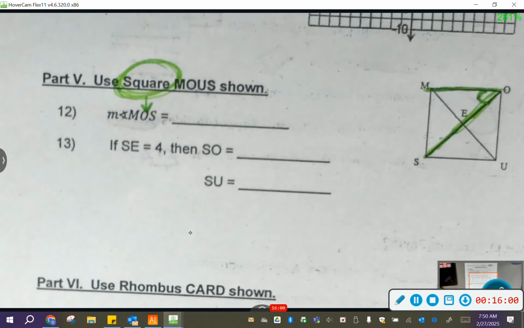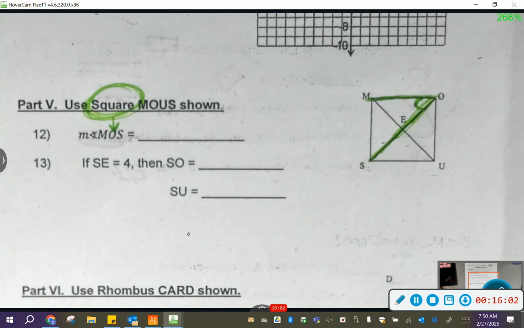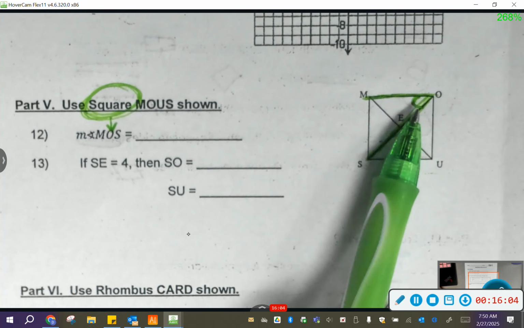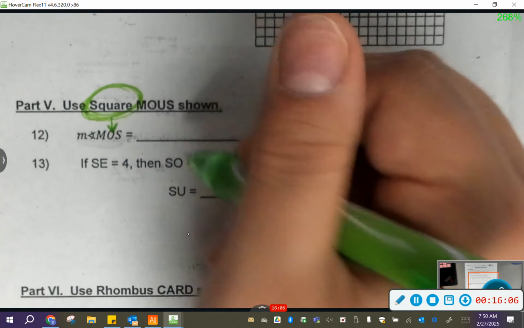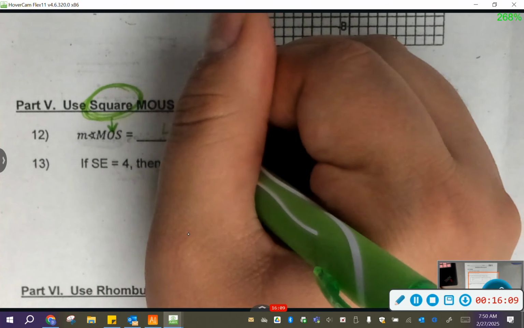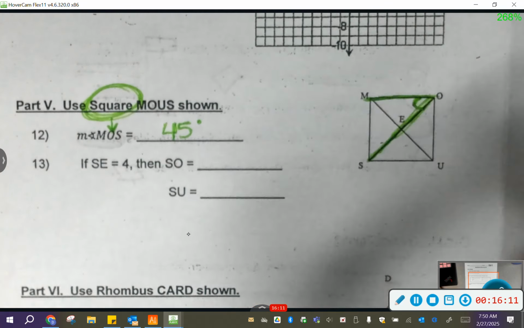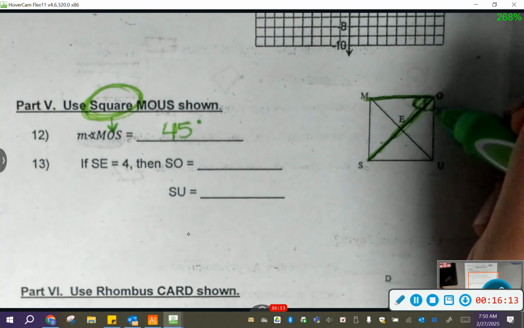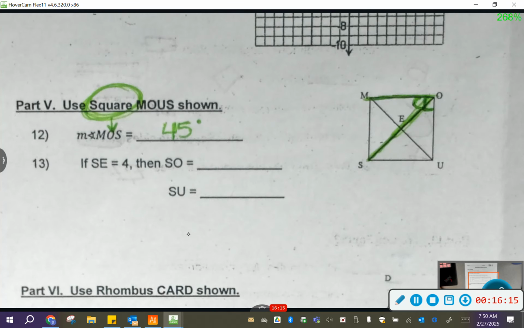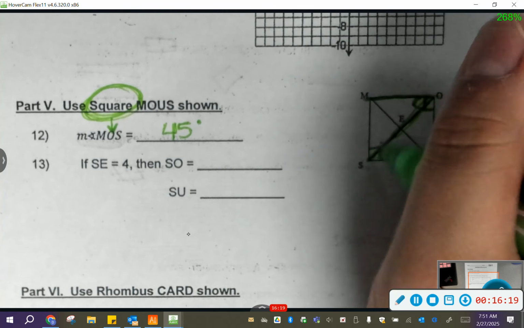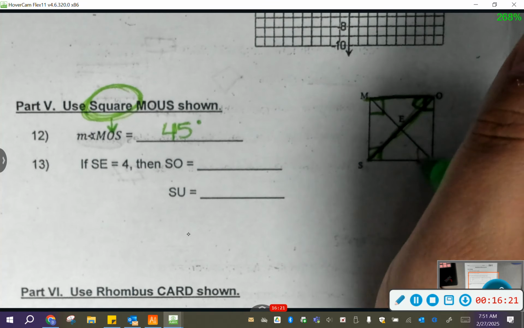What is my degrees right there? How many degrees is that? 45. Why? Because it's 90 degrees in total. It's 90 degrees total right here, and a square cuts it in half. All of these are 90, and a square cuts it in half.